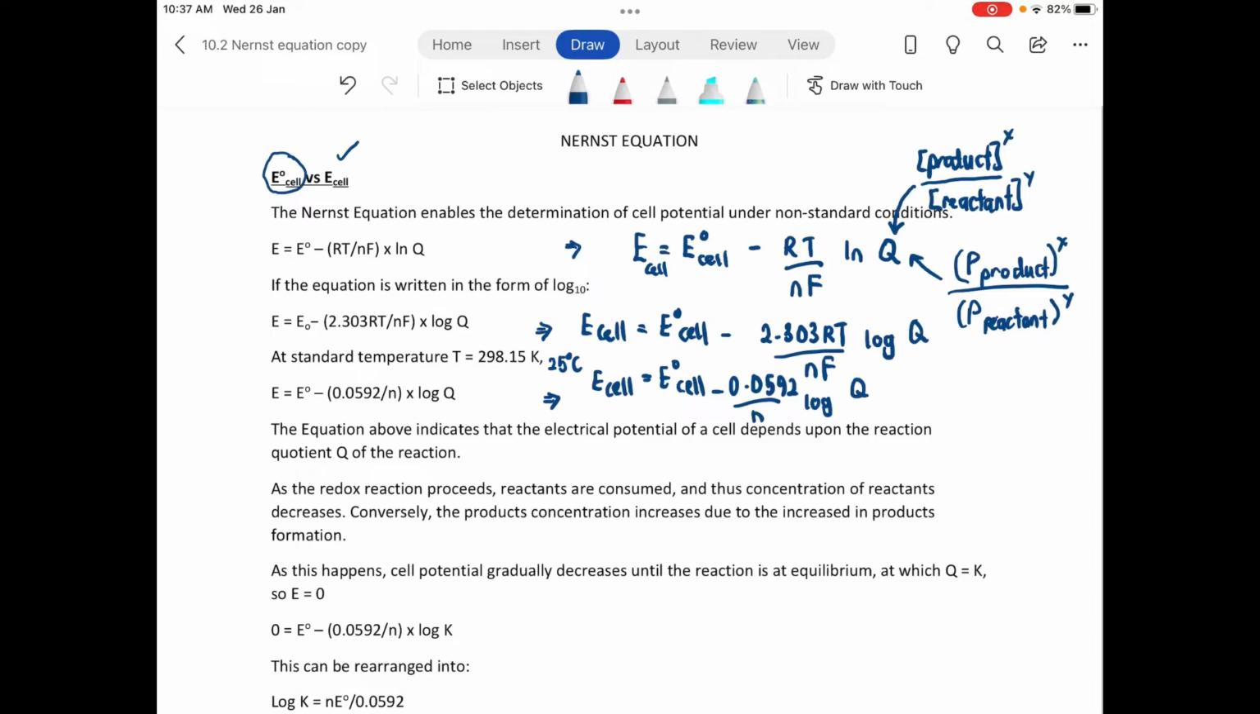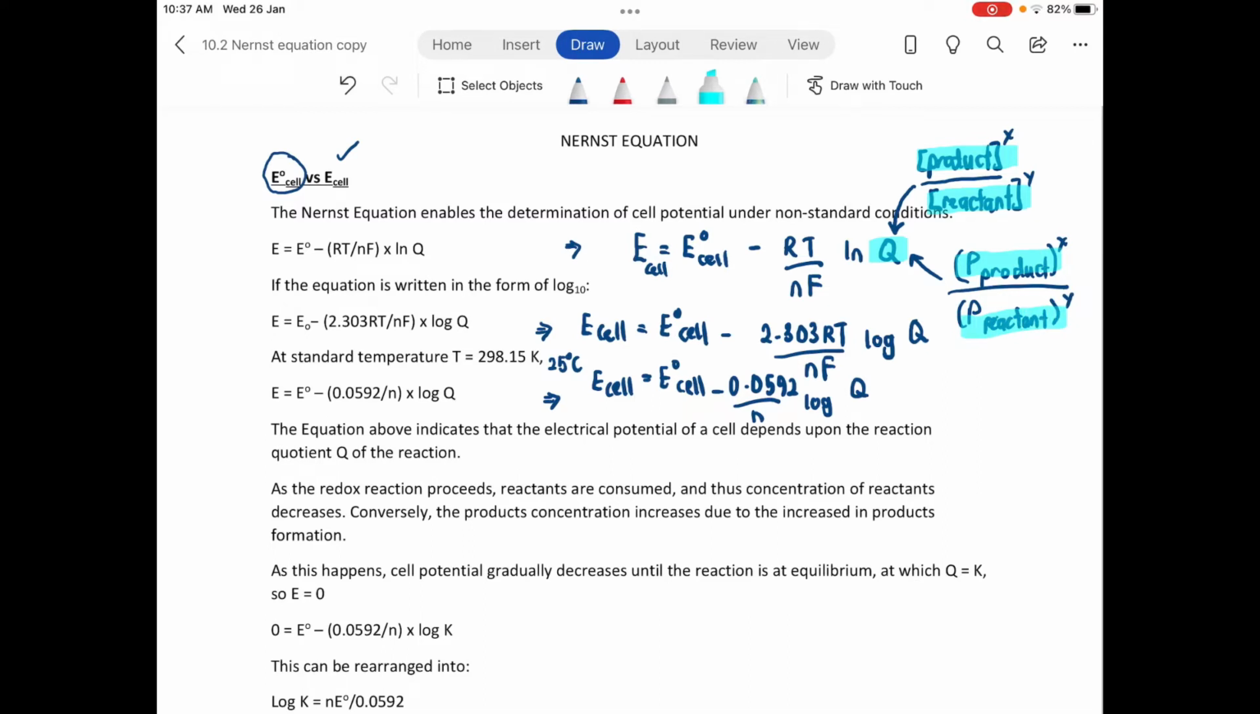As the redox reaction proceeds, reactants are consumed, thus concentration of reactant decreases. Conversely, the product concentration increases due to the increase in product formation. Okay, so kalau kita tengok pada equation ini, we can see that the E cell depends on Q. So Q kita ni tadi apa? Q ialah concentration of product and concentration of reactant, ataupun partial pressure product, partial pressure reactant.